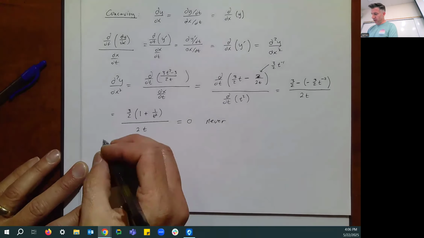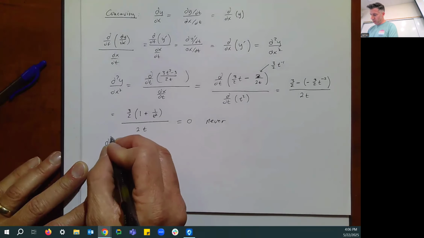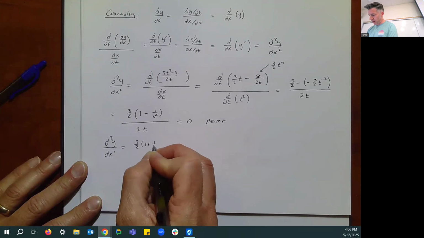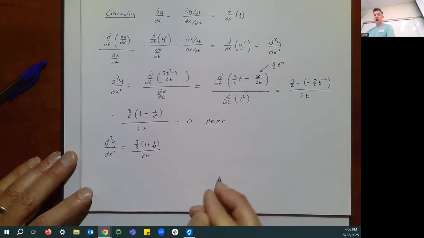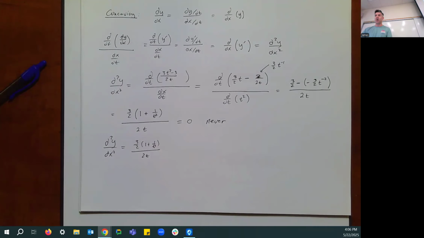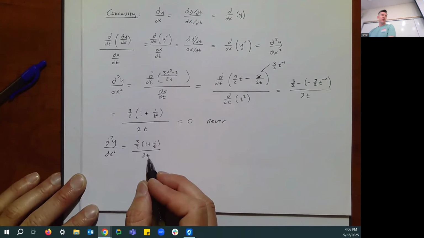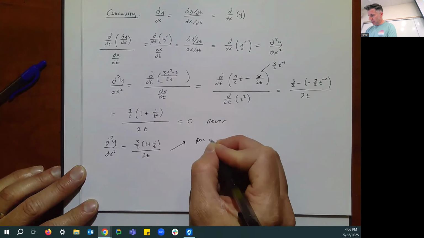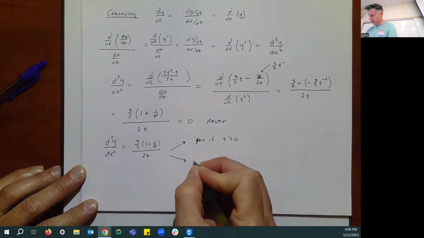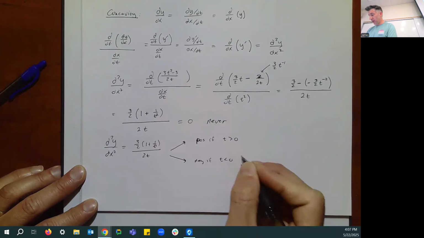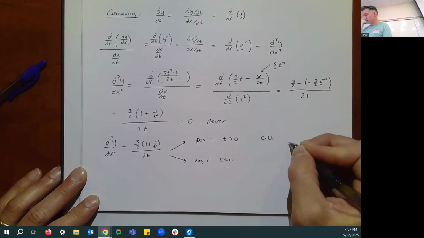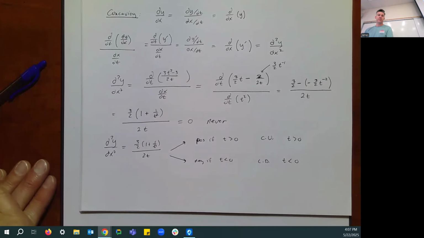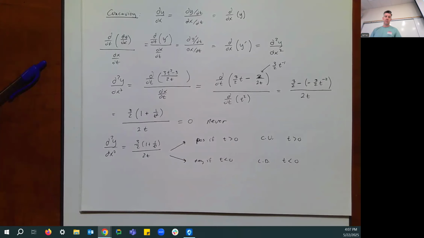So my second derivative, d squared y dx squared, is equal to 3 halves times 1 plus 1 over t squared, over 2t. Well, clearly the top is always positive because it's 3 halves times 1 plus 1 over t squared. And the bottom is going to fully determine the sign. So this is going to be positive if t is positive, and it's going to be negative if t is negative. So yeah, this curve is concave up when t is greater than 0, concave down when t is less than 0. Interesting.